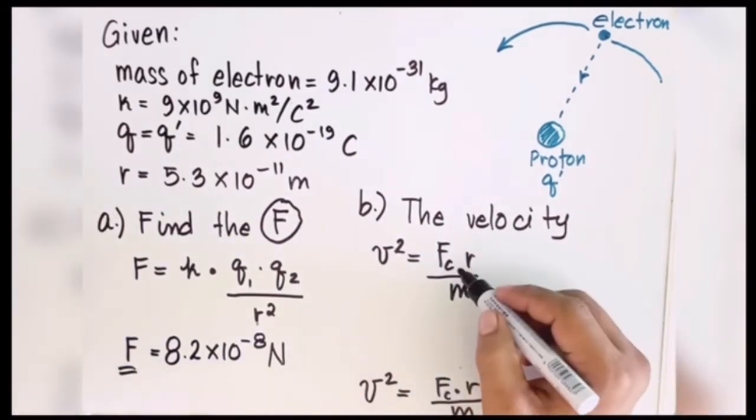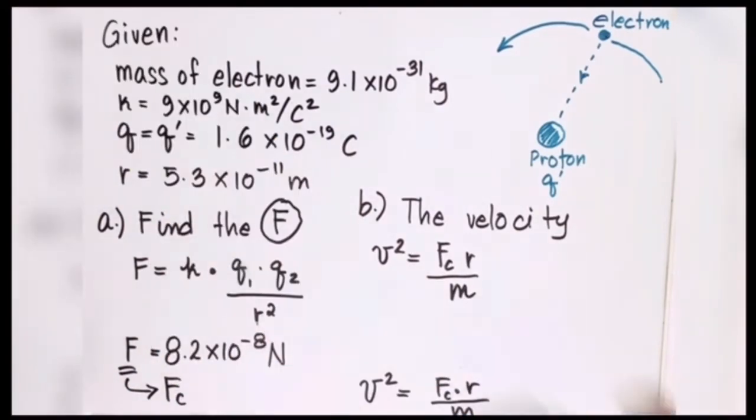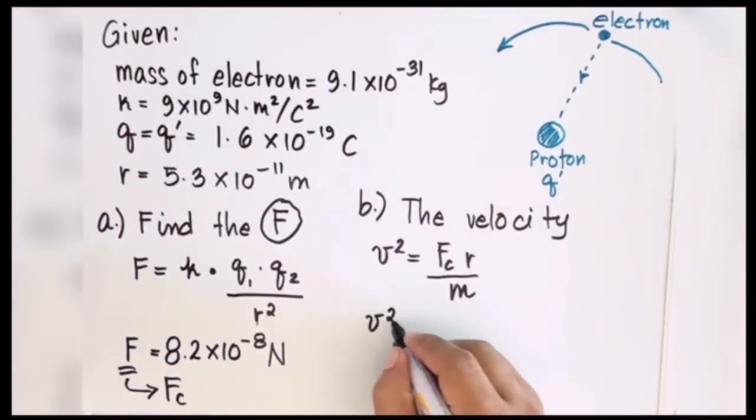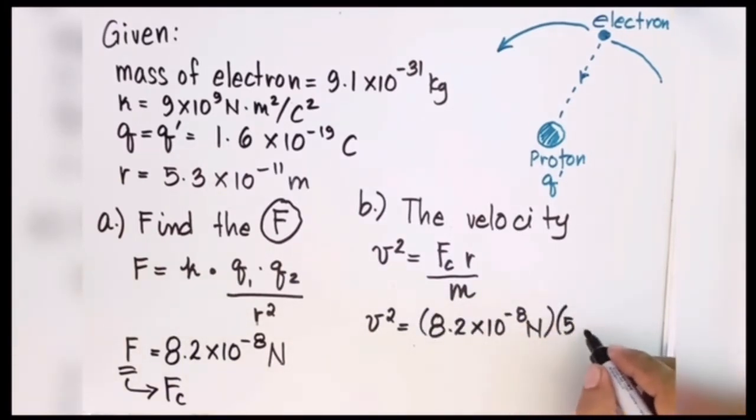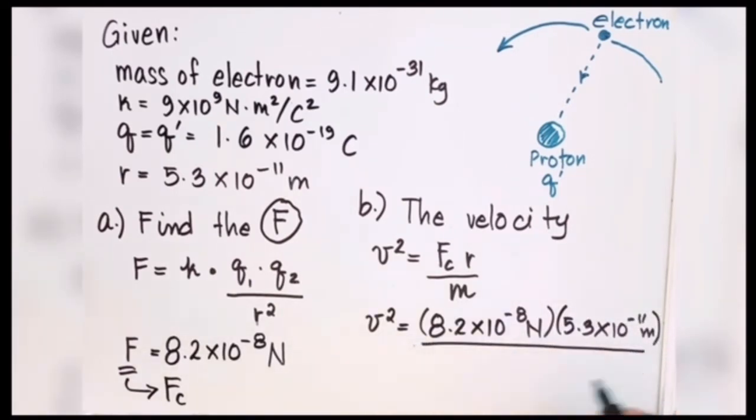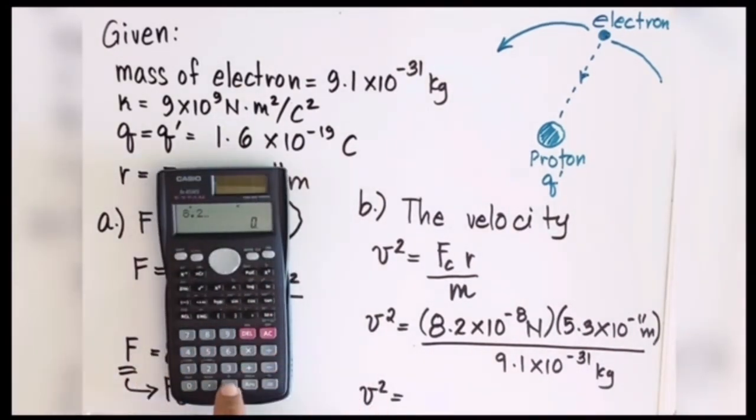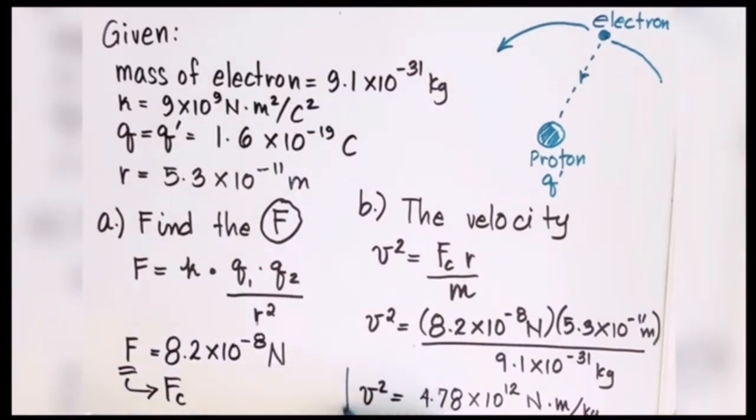So again, our Fc, or centripetal force, is just equal to the attractive force between the two particles, so that we can substitute the value for Fc, which is equal to 8.2 times 10 to the minus 8 newtons multiplied by 5.3 times 10 to the minus 11 meter over the mass, which is a small significant amount, and that is 9.1 times 10 to the minus 31 kilograms, and the value will be equal to 4.78 times 10 raised to the power of 12. Let's write down the units later.